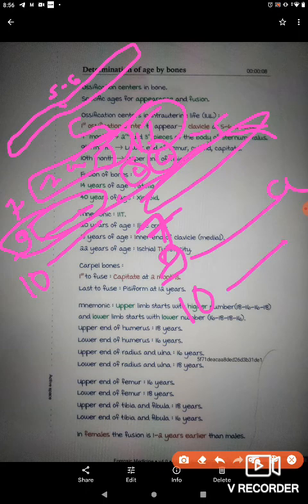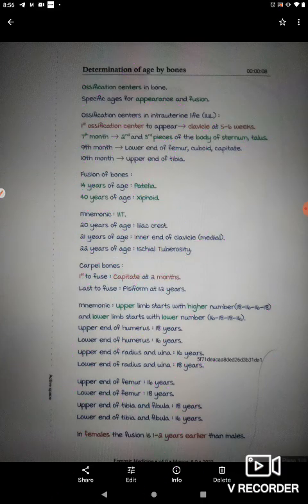Now, we see the fusion of the bones. When bone fusion occurs, at 14 years of age the patella fuses, and at 40 years the xiphoid fuses. 14 years for the patella and 40 for the xiphoid.